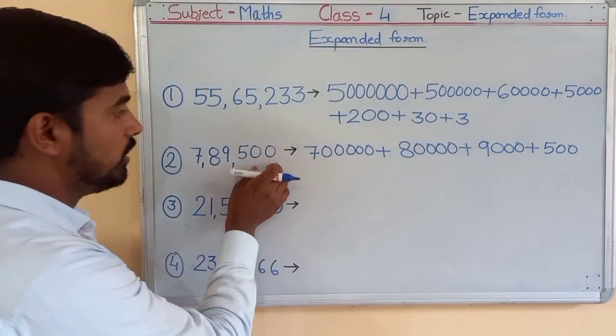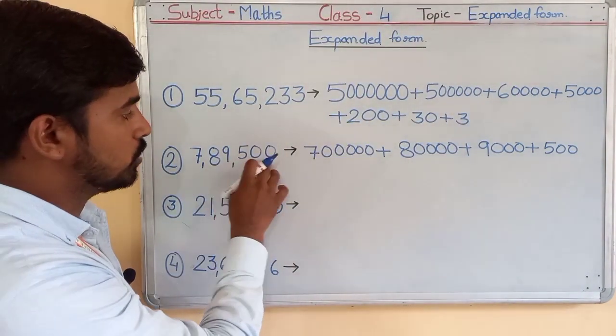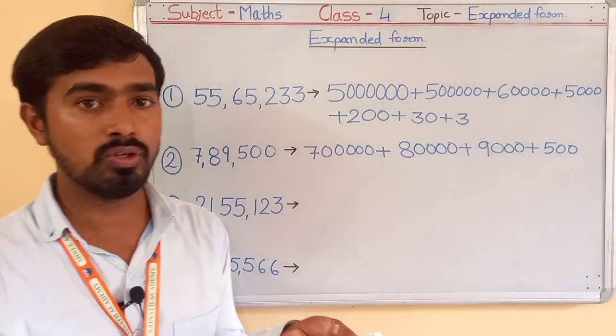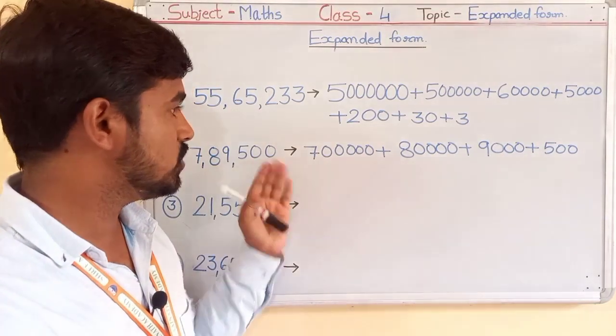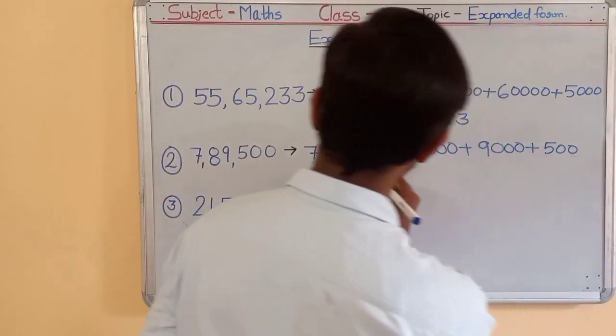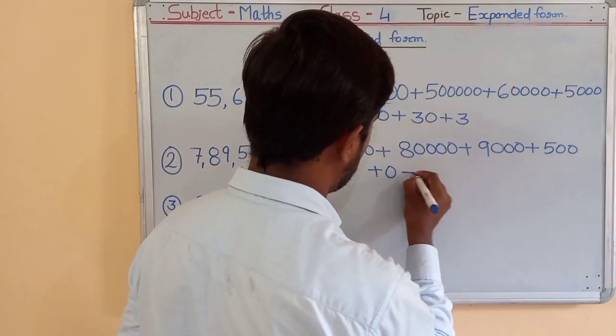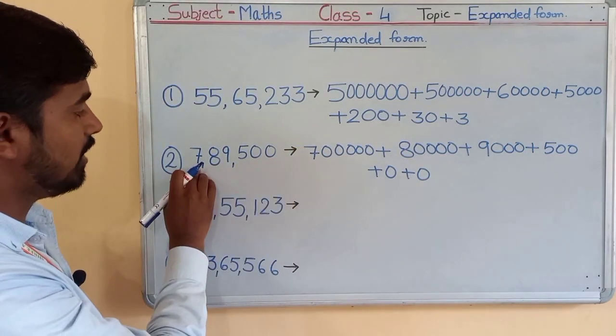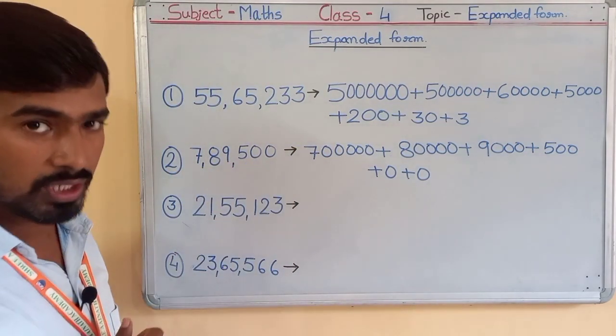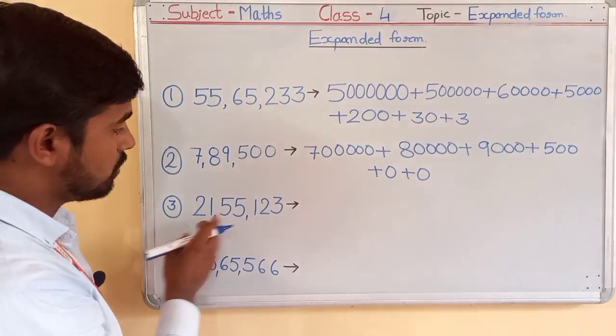Now children, one thing to note: we have 2 zeros because 0 has no place value. Zero has no place value, it has no house. So write this 0 as it is. So plus 0 plus 0. This is the expanded form of this number, 7,89,500.